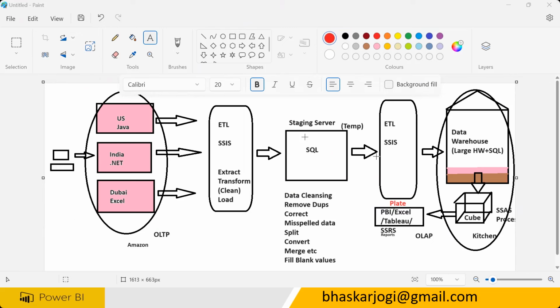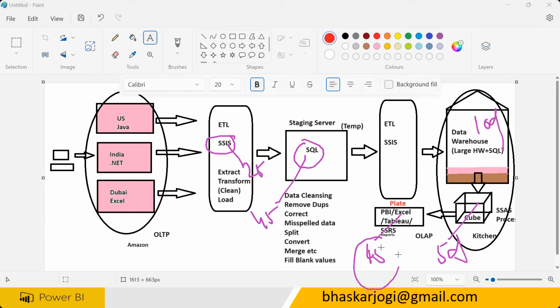So ETL, it is only for 25 days. SQL, 45 days you need to learn. Data warehousing, 10 days. SSAS, 5 days. And Power BI, 45 days. So what we are going to be starting now are Power BI and SQL. These are the two things we're going to be starting from Monday.